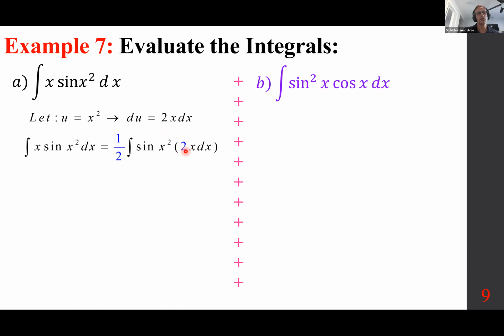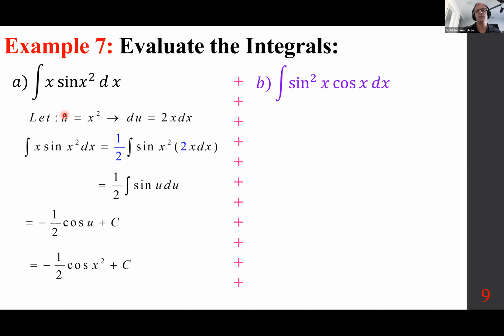Because it's a number, it's not a big deal. Again, understand the product of 2 and 1/2 is 1. The derivative of sine is cosine, but the integral of sine is negative cosine. Replace the u. We are done. We can always check by differentiating the result. Should give us x sine x.